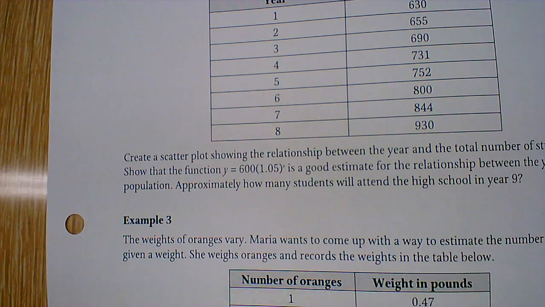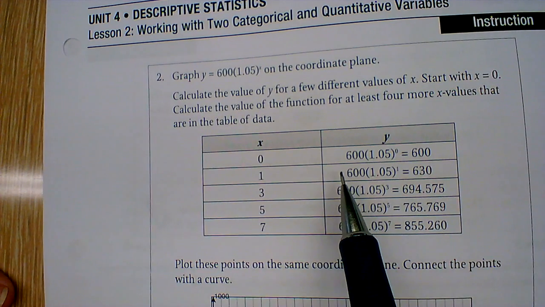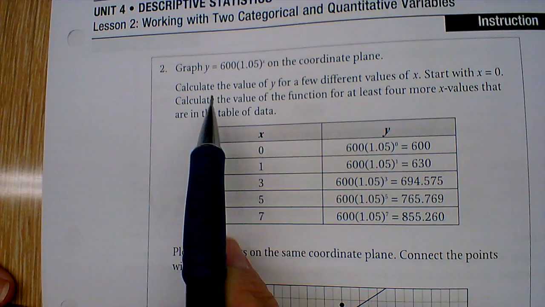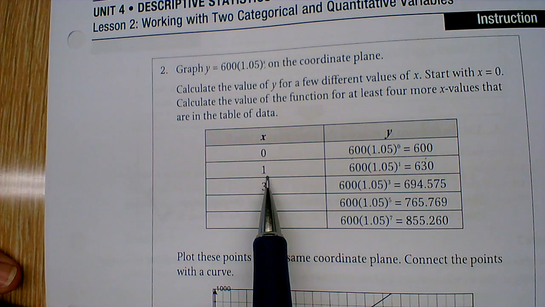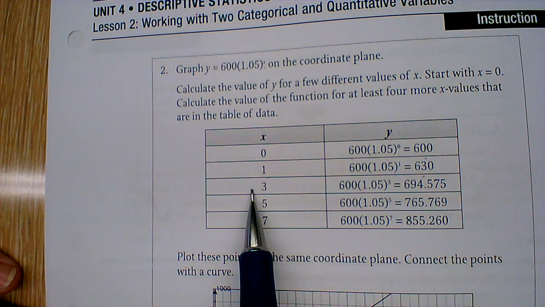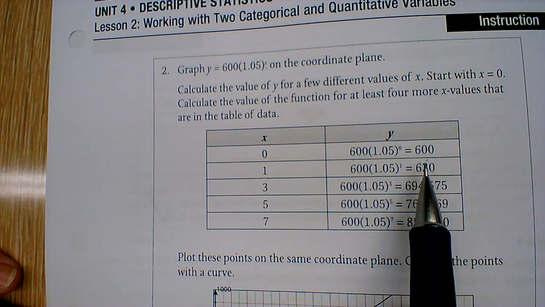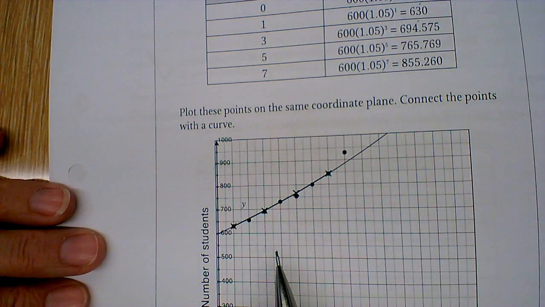The next thing that we were supposed to do is check and see if this equation is a good fit. So how do we find that equation? I would create an x and y table based on our equation. When I plug in 0 for x, I get 600 for y. I would plug in 1 for x, 630 for y, and then 3, 5, and 7. So now I have several data points that I can use.